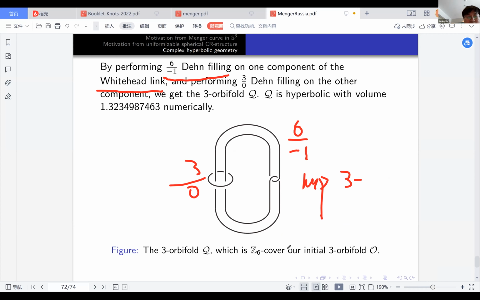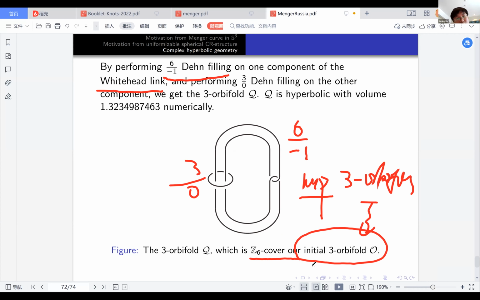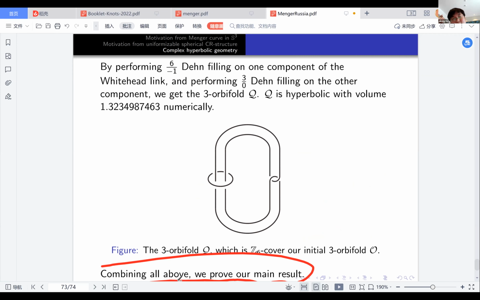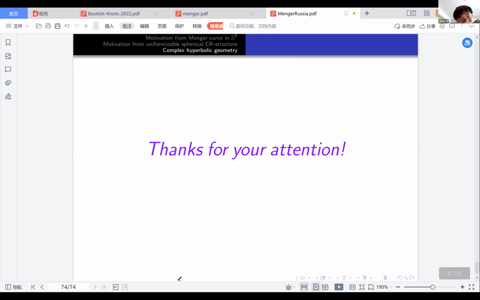Okay. Then from all of these steps, we can prove our main result. Recall that what we proved is that the three manifold at the infinity for a particular representation of a very special group G63 is a closed hyperbolic three orbifold, which is in fact the second explicit closed hyperbolic three manifold which admits uniform spherical structures. Okay. So I think I should stop here. Thanks for your attention.